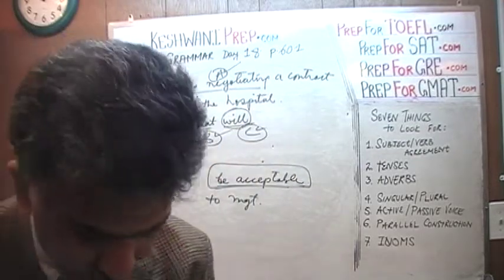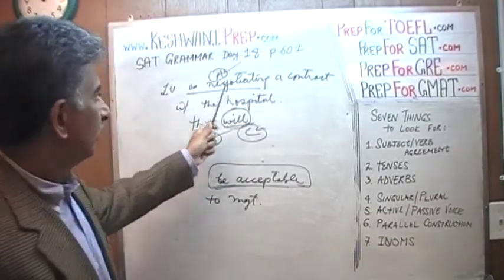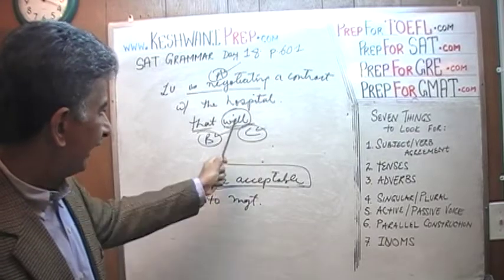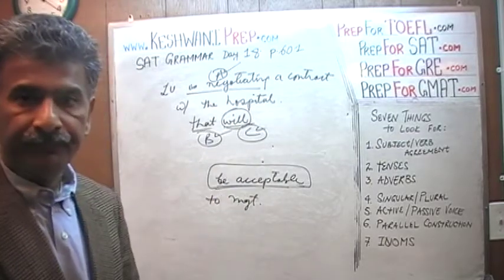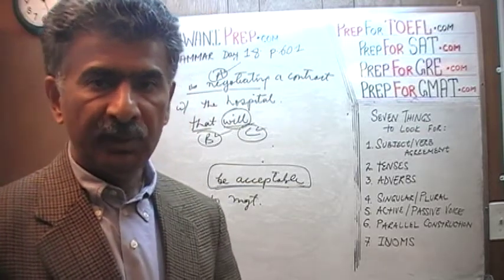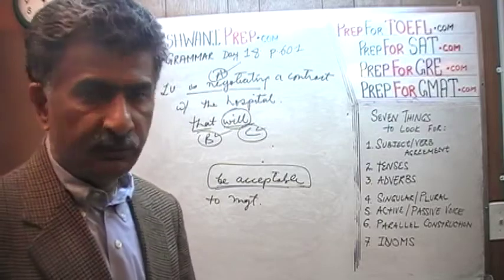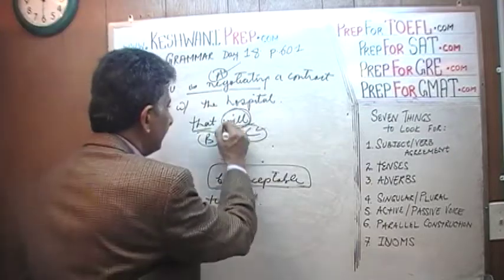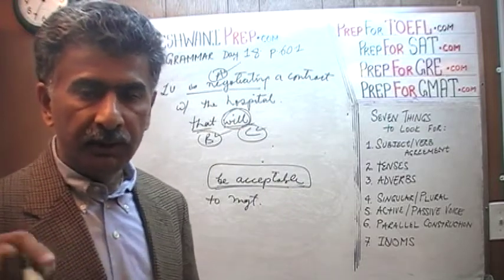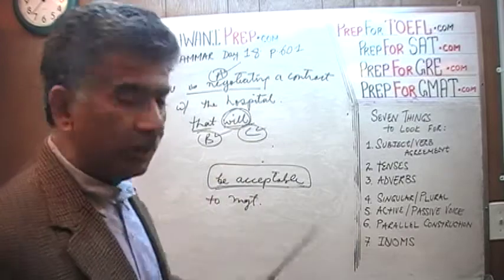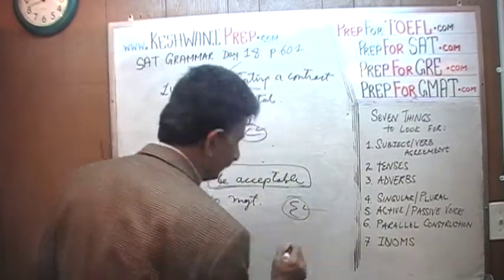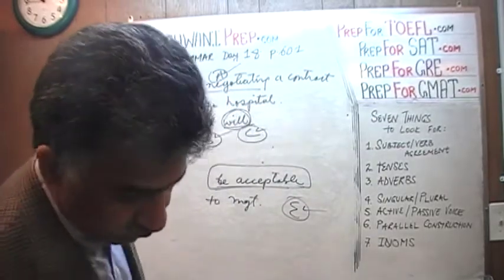The labor union is negotiating a contract with the hospital that will be acceptable to management. They are negotiating a contract that will be acceptable to management. This sentence is fine. There's nothing wrong with it. This will belongs to both parts, the part that talks about the workers and the part that talks about the management. This auxiliary verb belongs to both of them, and therefore it's fine. The answer is E. There is nothing wrong with this sentence. Let's go on to the next one, number 14.